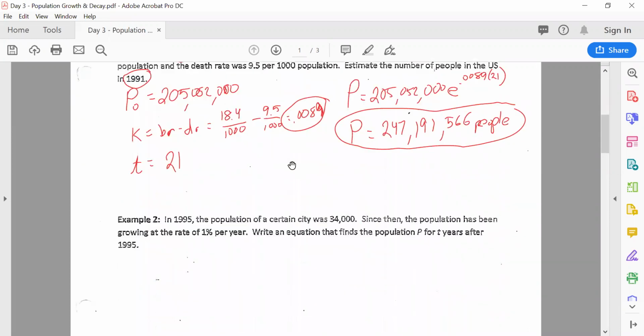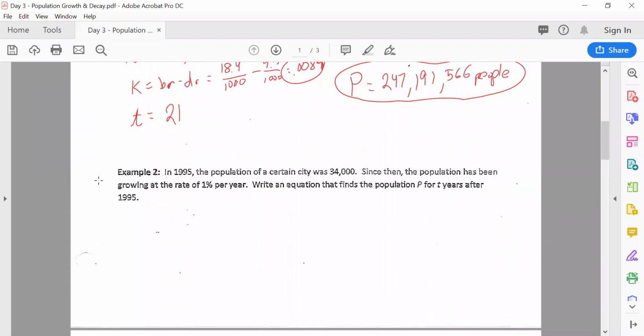All right, so let's do example 2. In 1995, the population of a certain city was 34,000. I'm not even going to hesitate. P sub 0 equals 34,000. Since the population has been growing at a rate of 1% per year, K equals 1%. I don't have to do birth rate minus death rate here. It just tells me what the rate is.